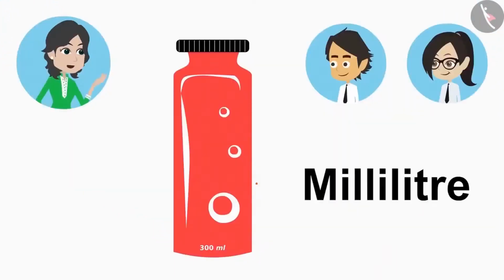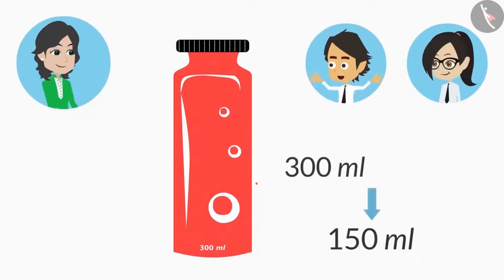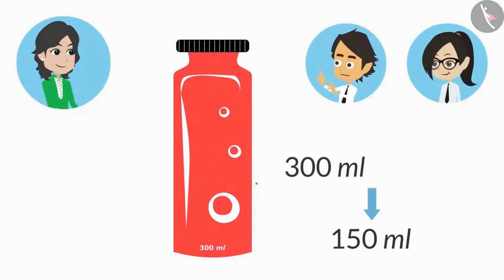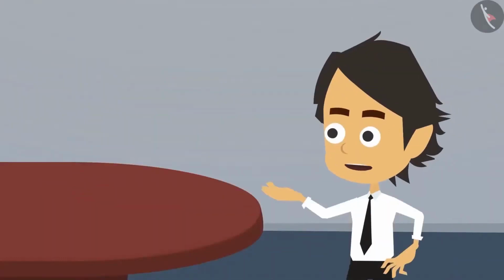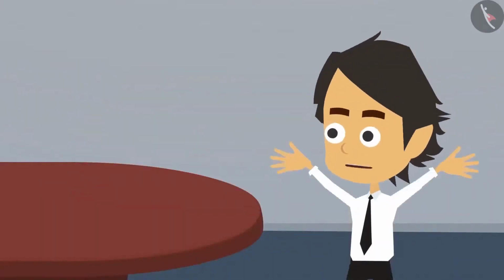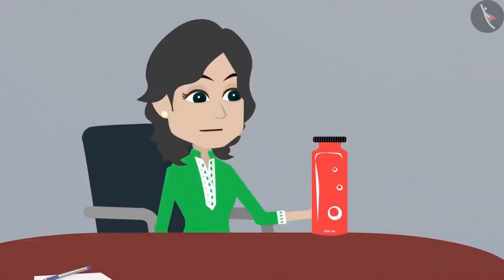We use ml to write milliliter. Half of the 300 ml will be 150 ml. Which means if we divide the buttermilk in two equal halves, we both will get 150 ml each. Am I correct, madam? You are absolutely correct, Ayushman.